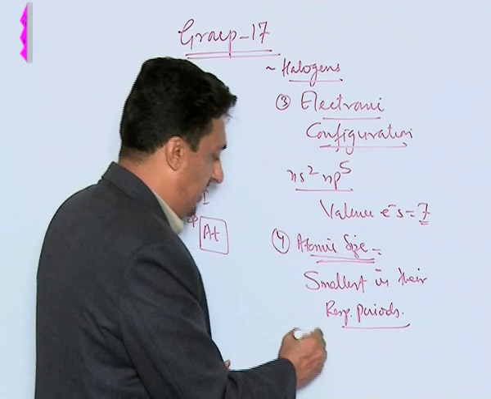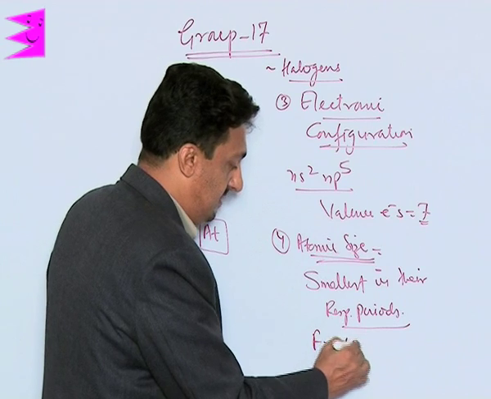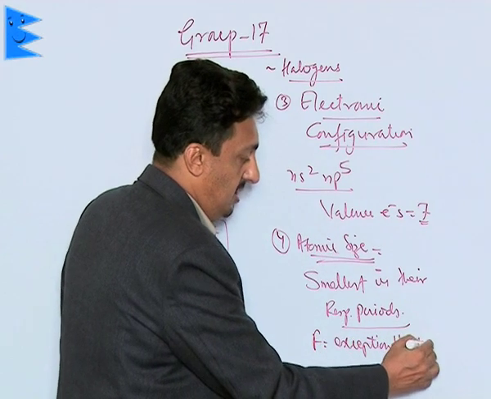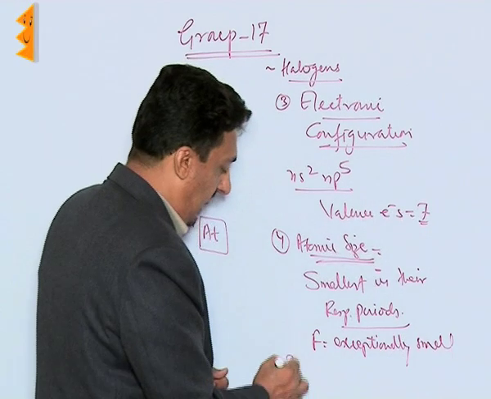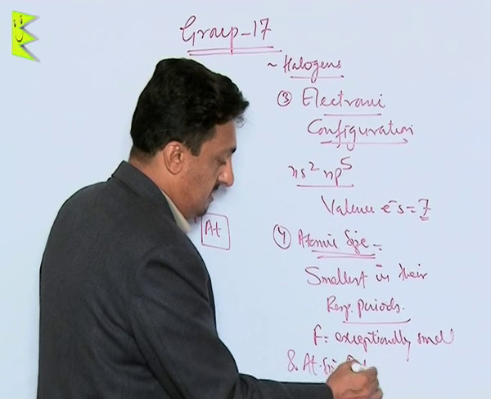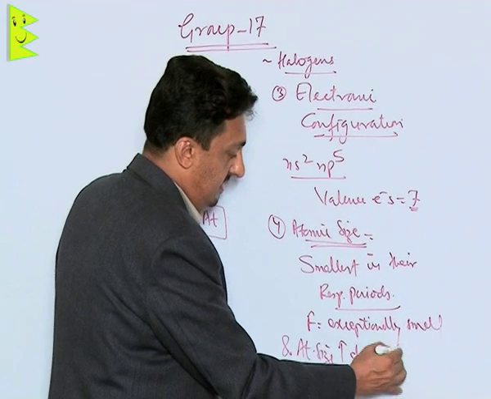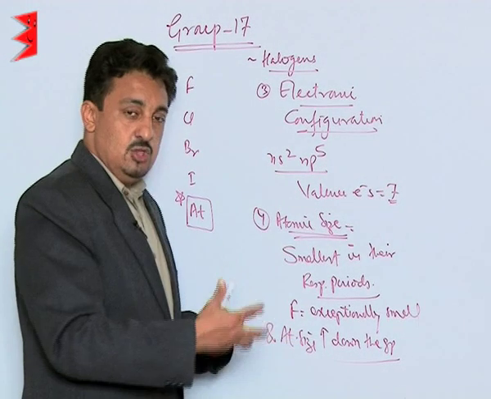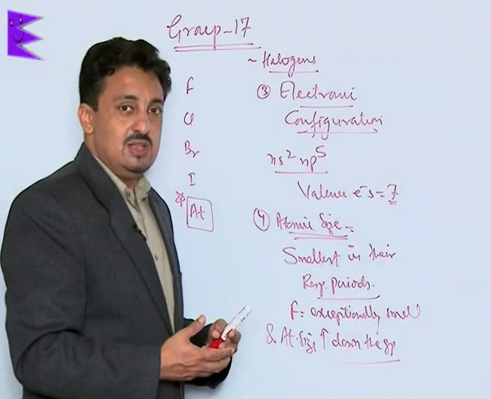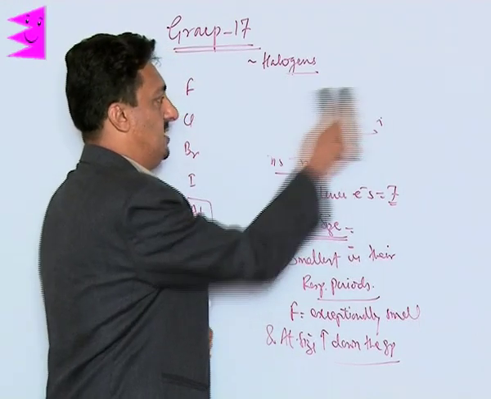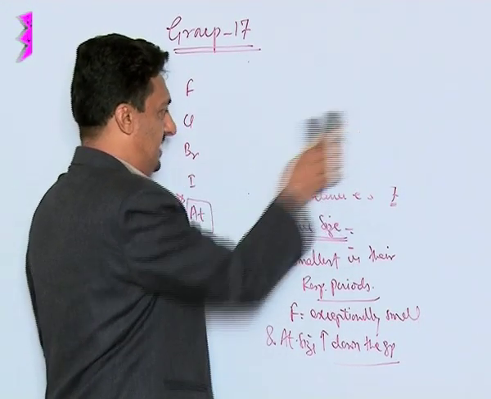And what we find is fluorine is exceptionally small, and atomic size increases down the group, the reason being new shells are added and the nuclear charge is not becoming effective anymore. So this was the atomic size of the group 17 elements.